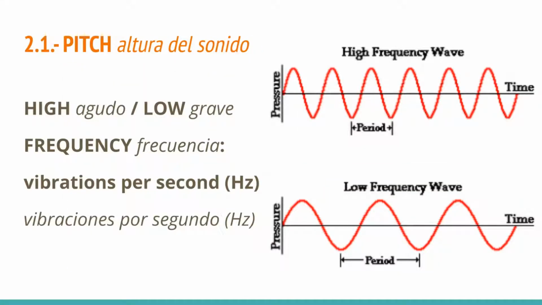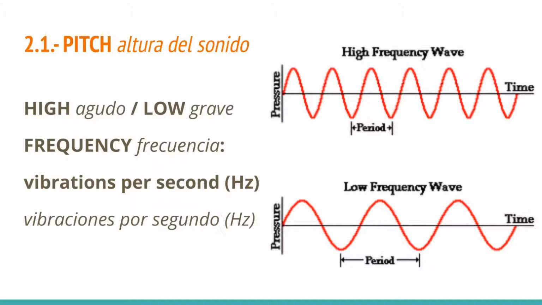2.1. Pitch. This is the characteristic of sound that tells us the difference between a high sound and a low sound. It is related to frequency, a scientific concept that tells us the number of vibrations per second of a sound wave. As you can see, a high-frequency sound has a smaller period and vice versa, a low-frequency sound has a bigger period. A scientific term for vibrations per second is Hertz, abbreviated Hz.